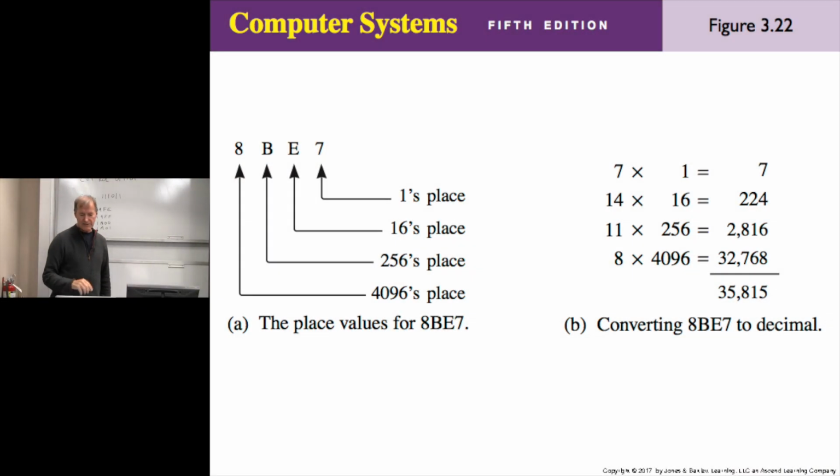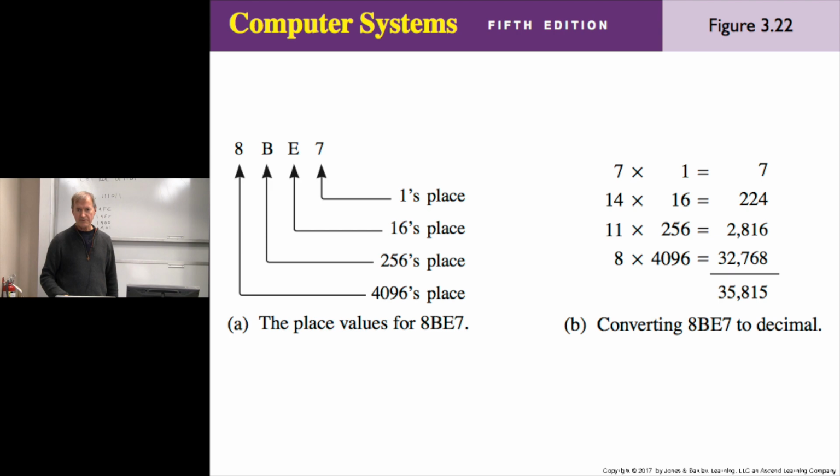In figure 3.22, we see that this is just like binary, which is base 2. You've got the 1s place, the 2s, the 4s, the 8s. In base 10, you've got the 1s, the 10s, the 100s. So now in base 16, what do we have? The 1s, the 16s, the 256s. Each place is 16 times more than the previous one, right? And so here's an example of converting 8BE7 to decimal.